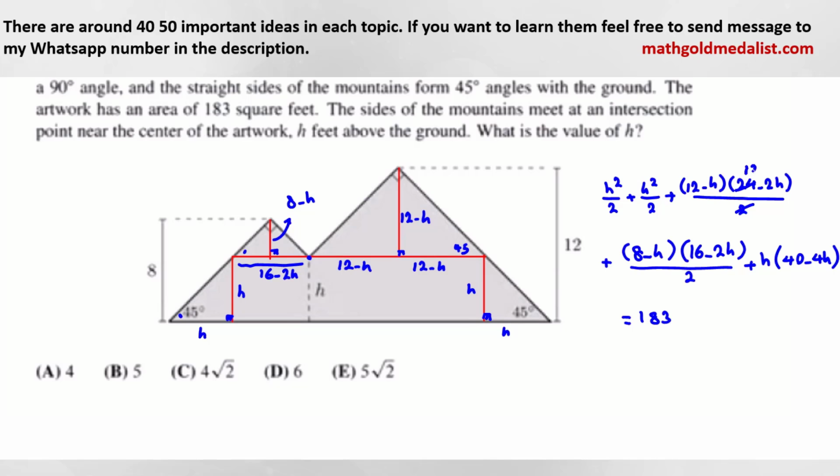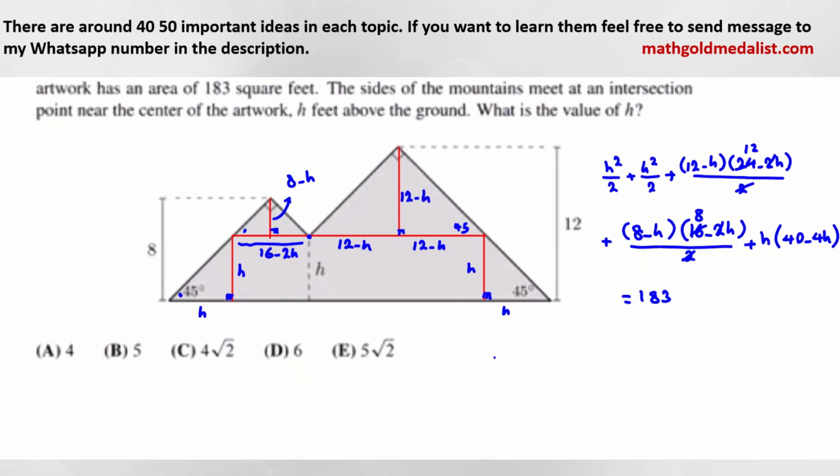If we divide by 2, it's 12 minus h. If you divide by 2, it will be 8 minus h squared. So it will be what? h squared over 2 plus h squared over 2 is h squared. This one is 12 minus h whole squared over 2. This one is 8 minus, we don't have over 2, sorry, because here 2 and 2 will be cancelled, plus 8 minus h squared plus h times 40 minus 4h is equal to 183.